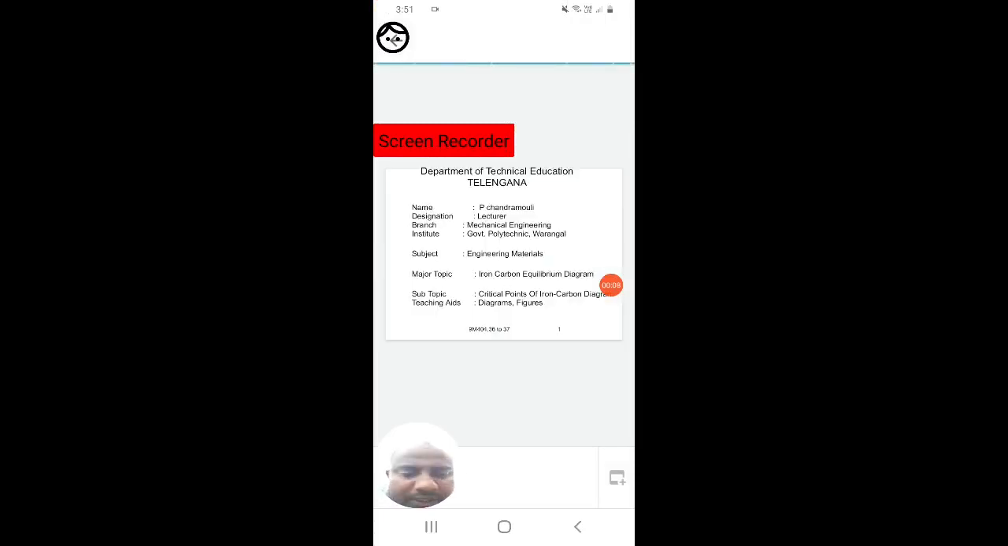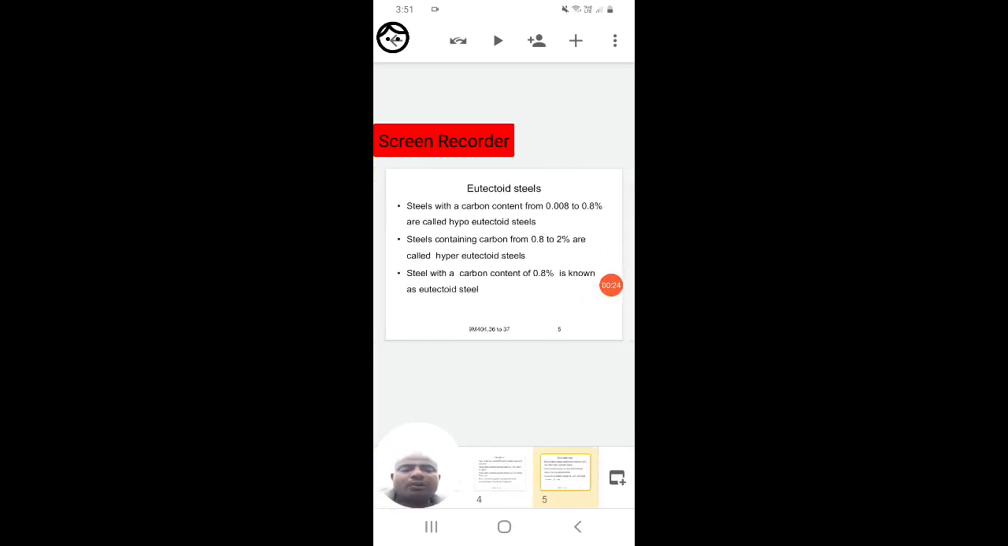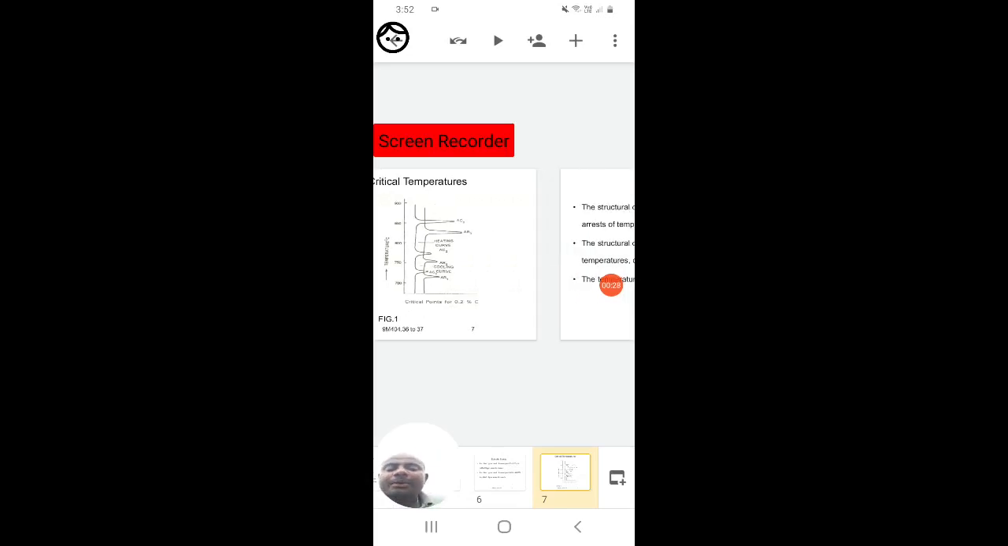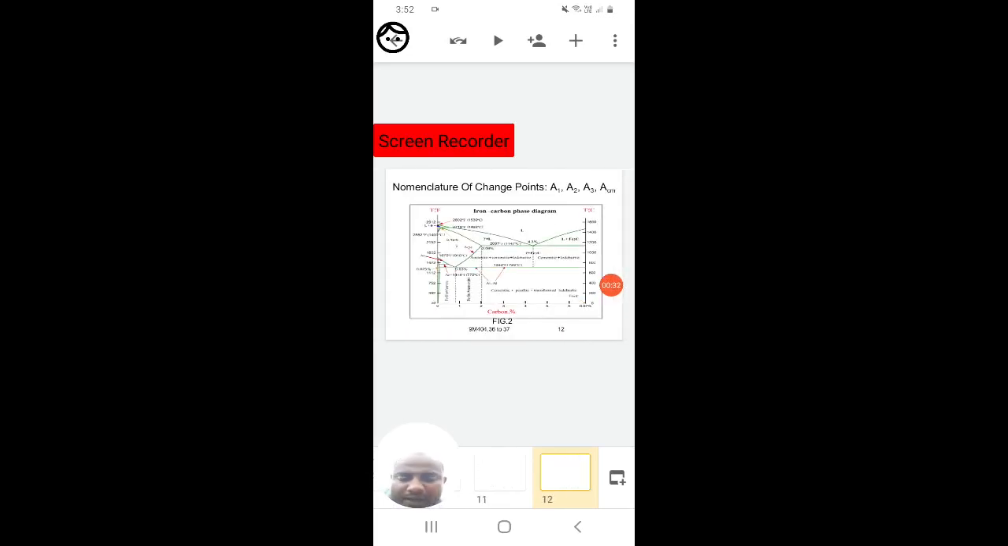A1 and A3 are the lower and upper critical temperature lines for hypoeutectoid steel. Next, A1 and ACM are the lower and upper critical temperature lines for hypereutectoid steels. Okay, you will see this diagram.